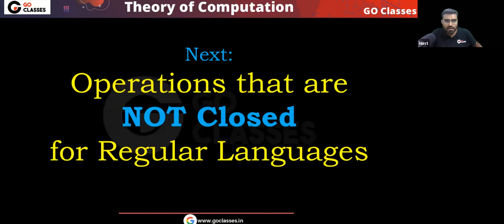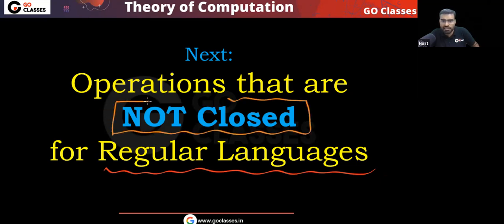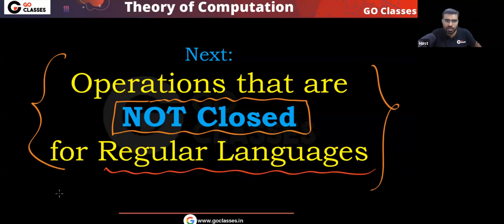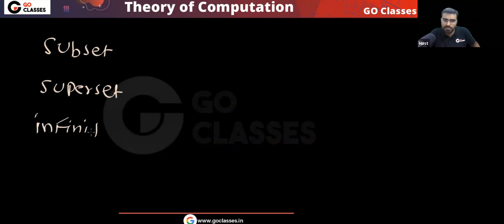You might be thinking, under which operations are regular languages not closed? For this, I will provide you a recorded video. There are 4 operations: subset, superset, infinite union, and infinite intersection.